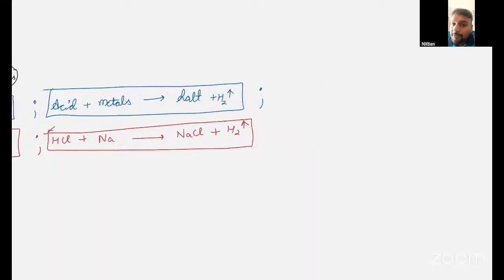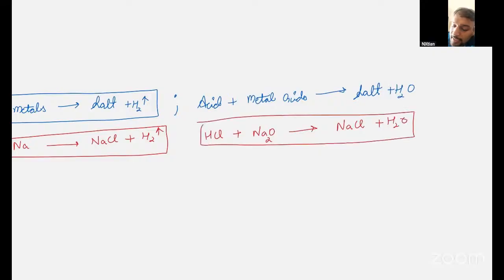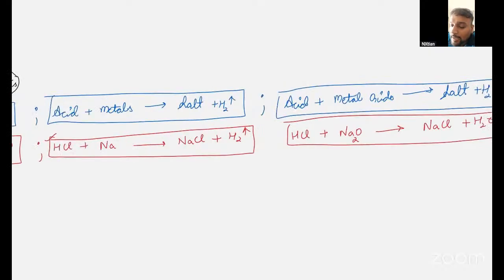We can get one more way: acid plus metal oxide. When I react it, it becomes salt plus water. For example, acid like HCl plus metal oxide like Na2O gives us NaCl plus H2O. So there are many methods by which we can get salt in the laboratory. Got it, guys? Any method that I am missing?